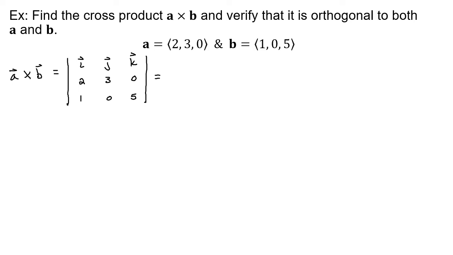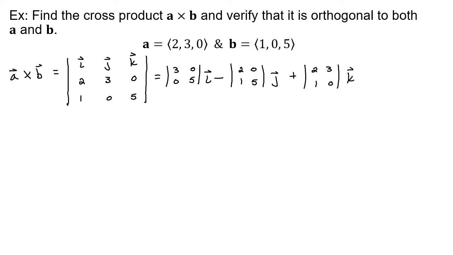So this would be the lower part, the determinant of the 3, 0, 0, 5 times the vector I, minus J does the 2, the 0, the 1, the 5, and notice the minus sign in front. And then the K does the lower left, the 2, the 3, the 1, the 0. It takes a 3 by 3 matrix and turns it into 3 2 by 2 matrices. And so those matrices, you just multiply your diagonals in each one.